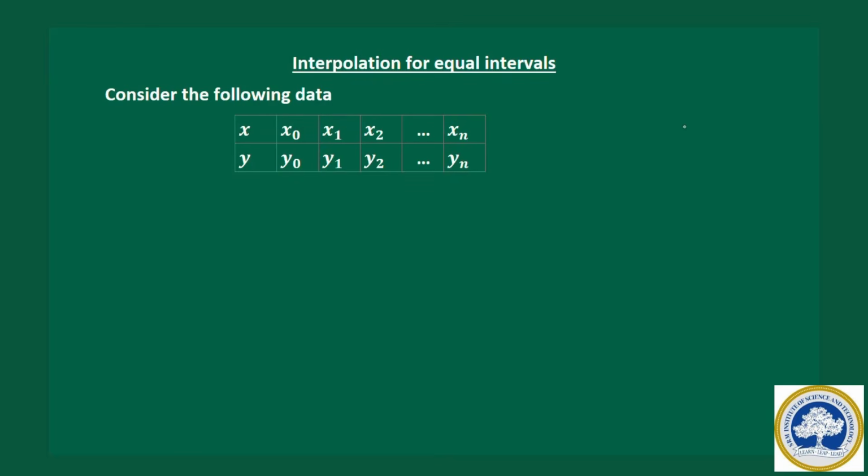In this video, let us see interpolation for equal intervals. So here we are going to see Newton's forward interpolation formula and Newton's backward interpolation formula. For that, first let us consider the following data.